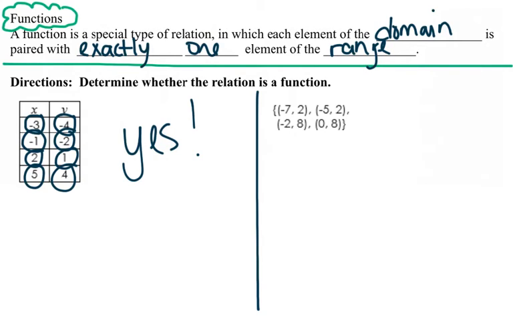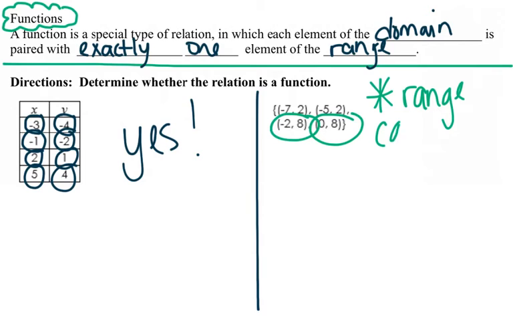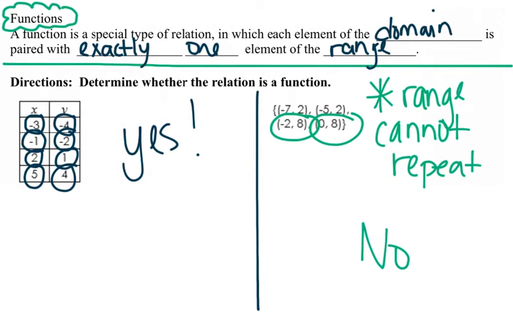If I look at the next one, when x is -7, y is only 2, good. When x is -5, y is 2, good. So that's not good because you have a repeated range value. Also right here, when x is 2, y is 8, but when x is 0, y is also 8. So here's what you need to remember. The range cannot repeat. So this is a no. Anytime a y-coordinate is repeated, no can happen.